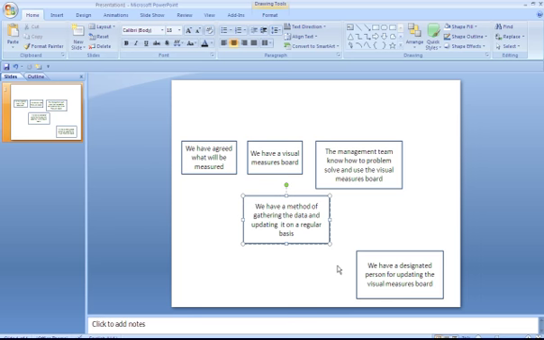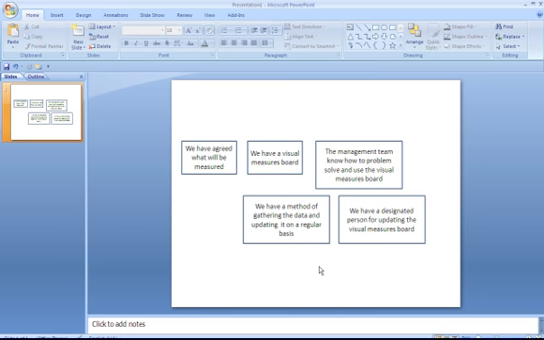Let's capture the final one. We have designated a person for updating the visual measures board. So in order to have designated a person, must we first have a method for gathering the data and updating it on a regular basis? I would suggest yes, in which case the dependency is here.